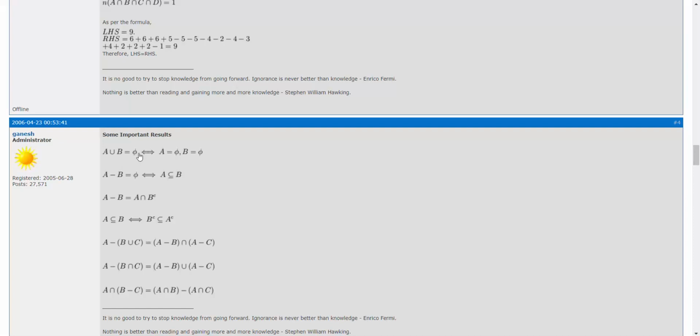A union B equals an empty set. Therefore, either A equals an empty set. Oh, yeah, of course. A union B is an empty set. That means A is an empty set and B is an empty set. A minus B equals an empty set. Means A is a subset of B.